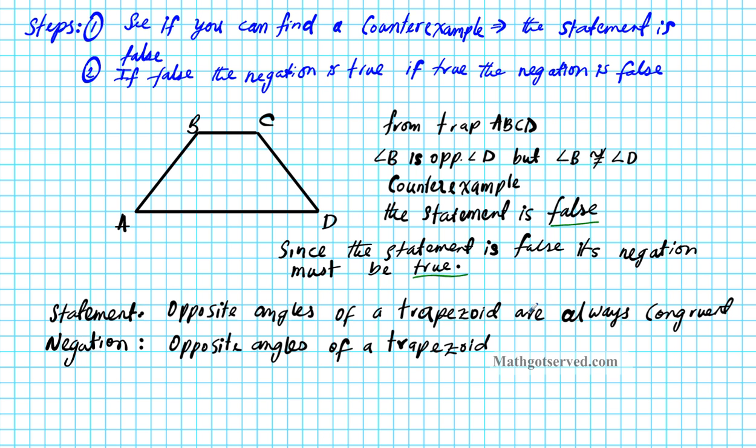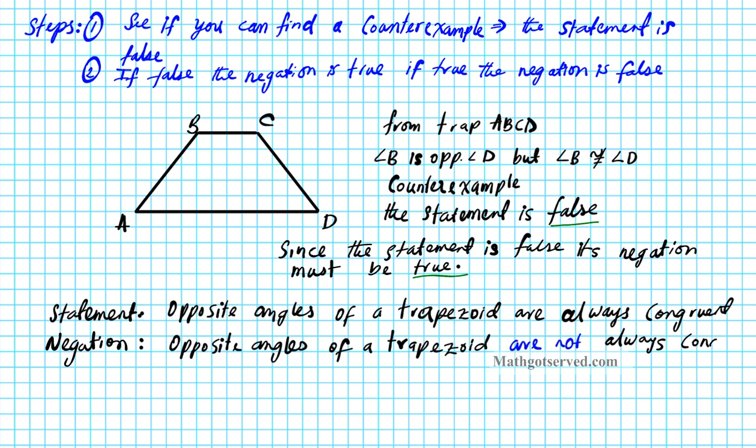Now this is where you change. Instead of "are always," what do you write? "Are not." Okay, if it were "is," you say "is not." "Are not." That's how you achieve the negation. Okay, "are not always congruent."